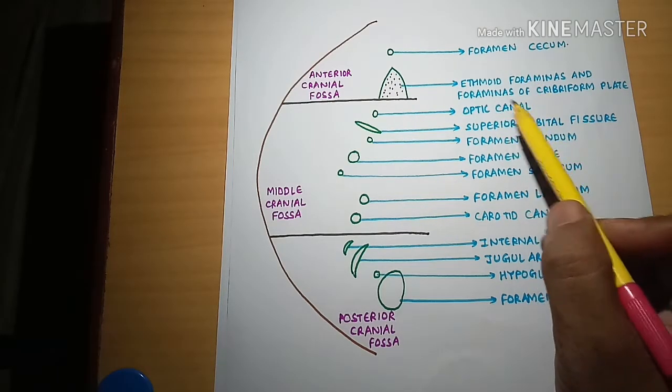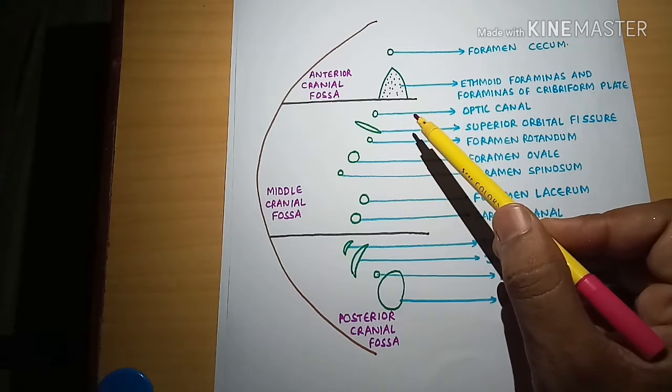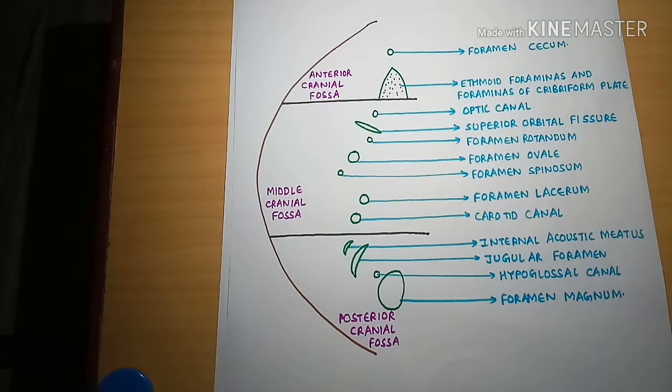If this is the middle cranial fossa, in the middle cranial fossa so many foramina are present. First one is the optic canal. In the optic canal, the optic nerve, ophthalmic artery, central retinal vein and artery, and sympathetic nerve fibers are passing.